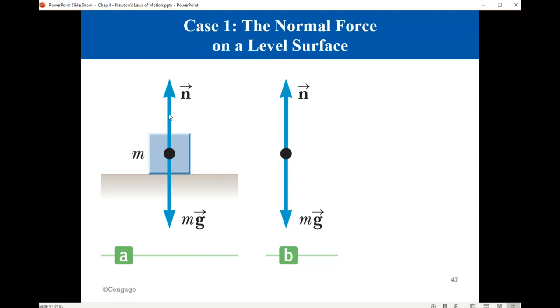So this is a simple situation. You have an object with mass m, the weight downward is mg, the upward normal force is N. The magnitude of N is equal to the magnitude of mg, because there is no motion along this direction, acceleration is 0, therefore N minus mg is 0. Okay, so N equals mg.